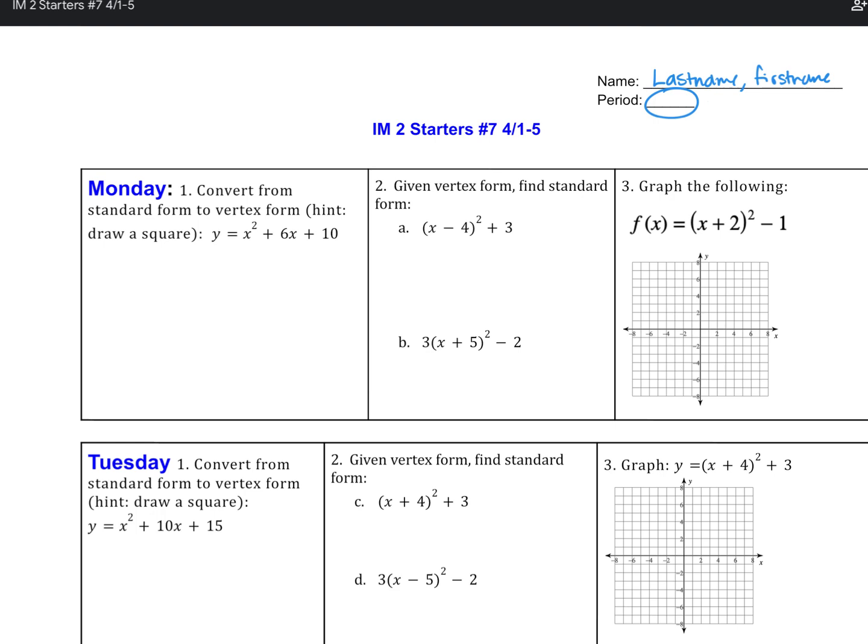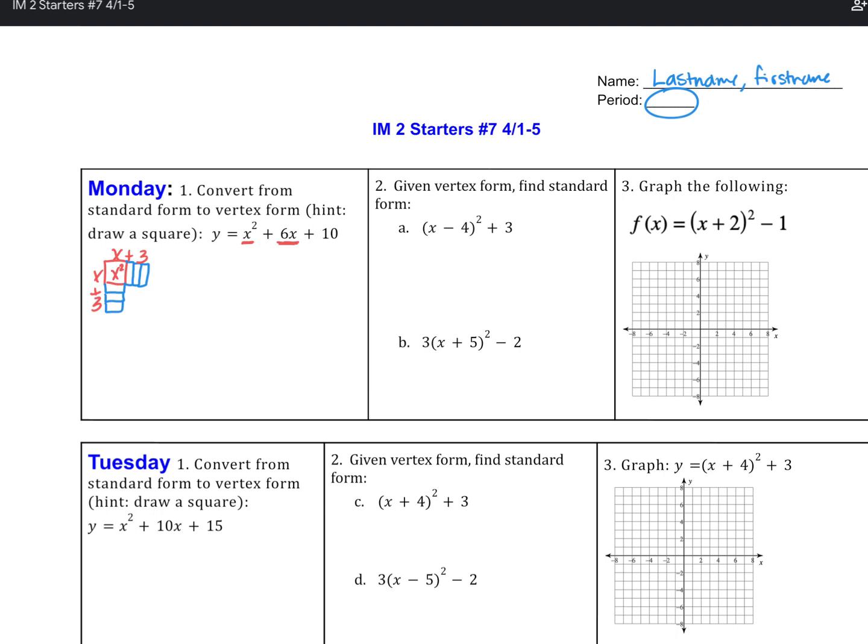It says convert from standard form to vertex form. And then it says hint, draw a square. I'm only drawing the square because I think there's benefits to drawing the square. So I have 1x squared, so I'm going to write x squared. And then I have 6 x's. So what that means is I have 3 on the side of the square, and I have 3 on the other side of the square. And if you count those, you have 6 total, right? So the heading or the title would be x plus 3 and x plus 3, okay?